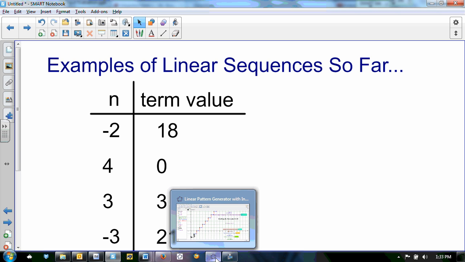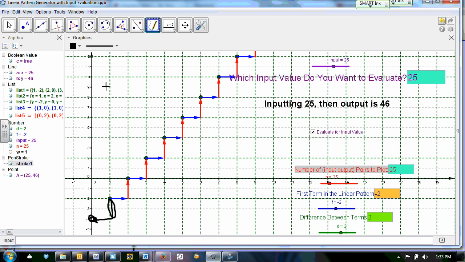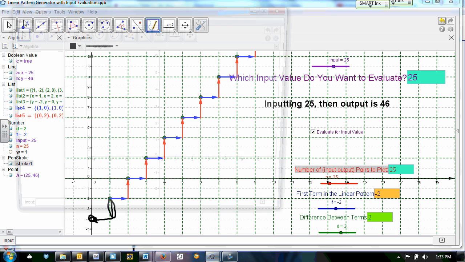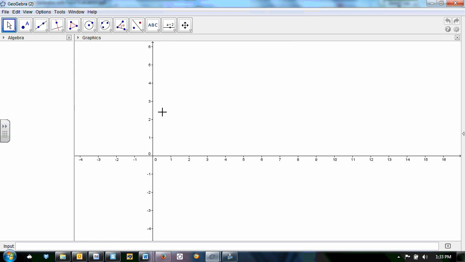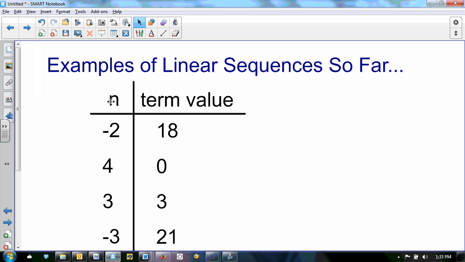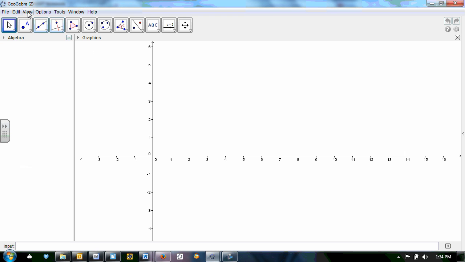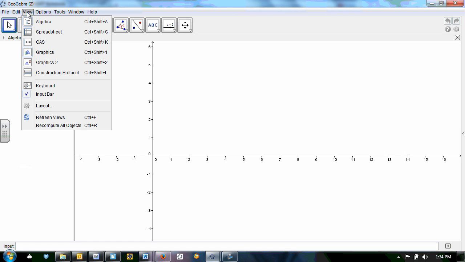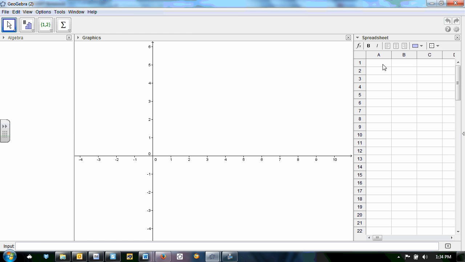What I'm going to do, if you're following along, is on my GeoGebra app here, I'm just going to go to File, New Window. So now I have a new window that I'm going to play with here, because what I have in my example is some inputs and some outputs. So I'm going to actually put this table in GeoGebra real quick, and then I'm going to graph these points. Okay, so negative 2, 18 is my first pair of points here of my term number and term value. So if I go to View and I click Spreadsheet in GeoGebra, it creates my little spreadsheet here.